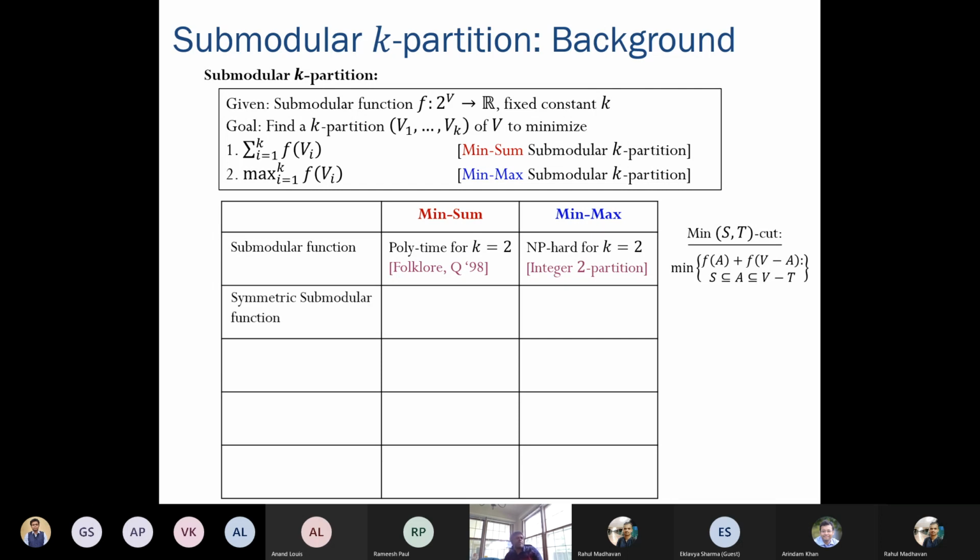But let's talk about symmetric submodular functions, which is a special case of submodular functions. So min-sum symmetric submodular 2 partition is also poly-time. But min-max symmetric submodular 2 partition, well, if the function is symmetric, then this is in fact a special case of min-sum submodular 2 partition, right? Because if the function is symmetric, the function value on A is equal to the function value on the complement of A. So this is a special case of min-sum submodular 2 partition. So this is polynomial time for k equals 2.